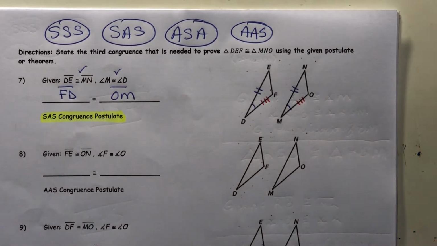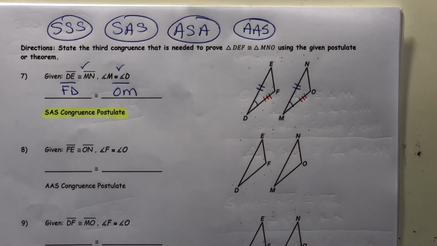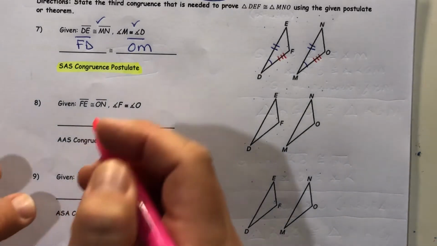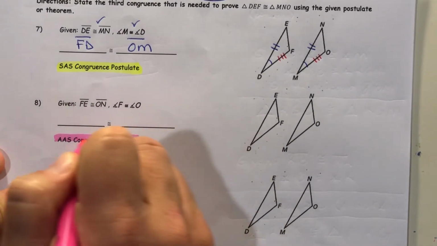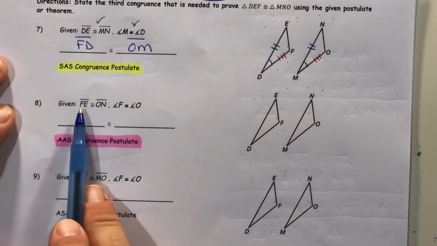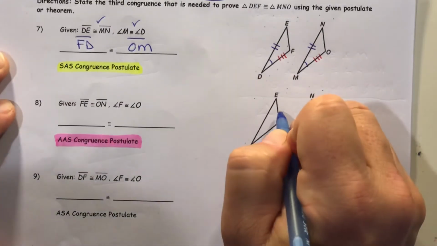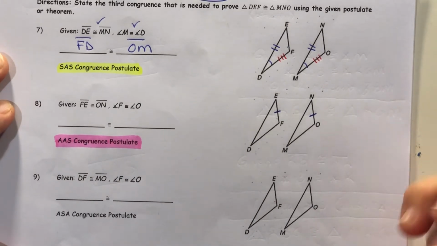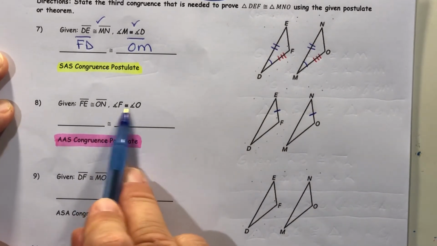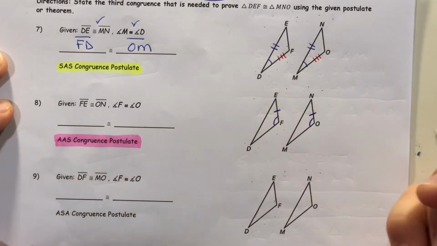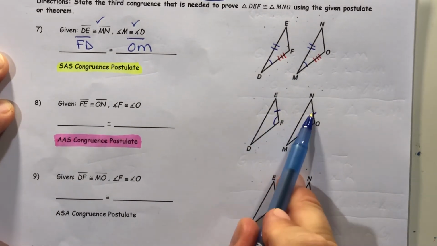So number 8 says, it's the same diagrams, but now, ladies and gentlemen, we're given different information. So I'm going to slide this up a little bit. Okay, so now let's not forget that they want us to use the angle, angle, side congruence postulate. We'll come back to that in a minute. Let's see what they gave us. FE is congruent to ON. So FE is right here. ON is right here. Okay, so I have one pair of sides. Next, they give us angle F is congruent to angle O. Always marking your figure, ladies and gentlemen. Always marking, okay? So now I have a side and an angle, a side and an angle.